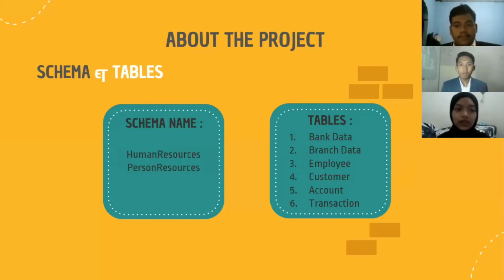And this is our project, our schema, and our tables. For the schema, we have human resources. We have the human resources schema to classify important data that must be present in the internal bank. And we have the person resources schema to classify important data that must be present in the external bank. And for the tables, we have the bank table for bank data, branch table for branch data, employee table for employee data, customer table for customer data, account table for account data, and transaction table for transaction data. And the next explanation will be given by my partner, Hendra Aditya.